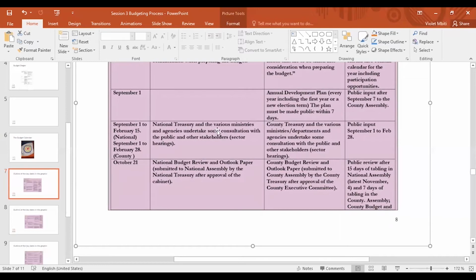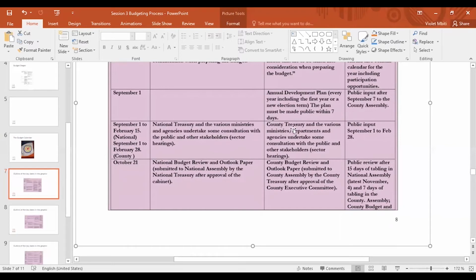National Treasury, now at the national level, National Treasury and the various ministries and agencies undertake some consultation with the public and other stakeholders. That is sector hearings. I think you've heard of sector hearings, all right?